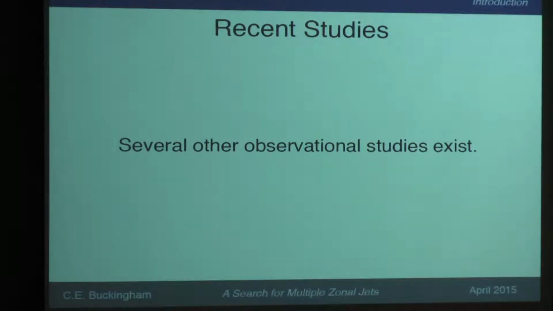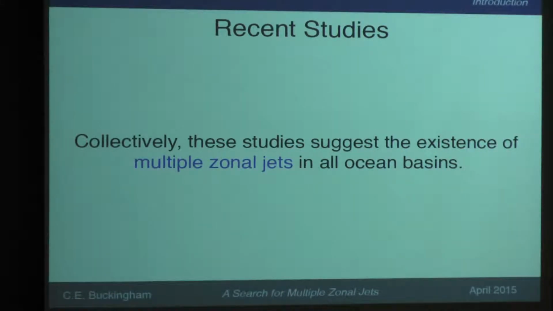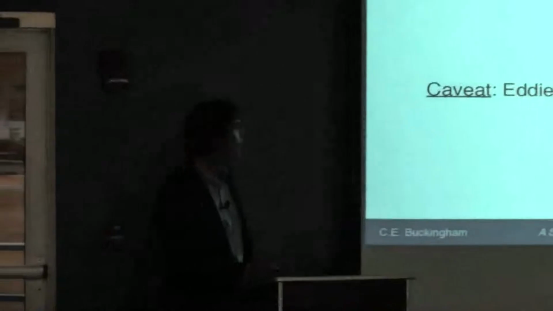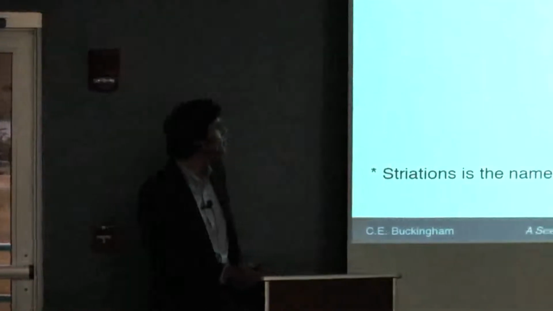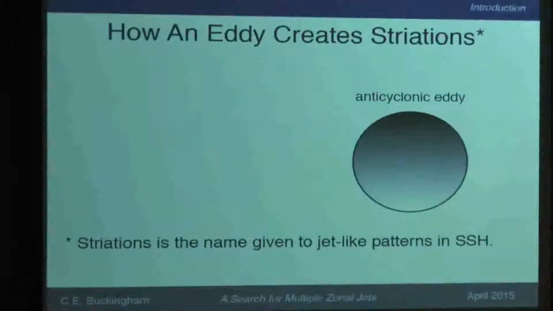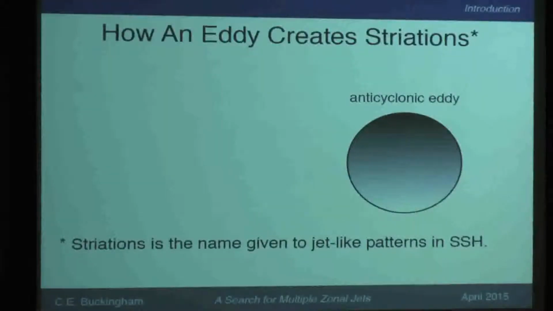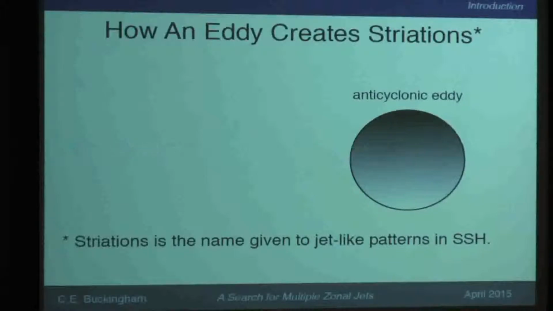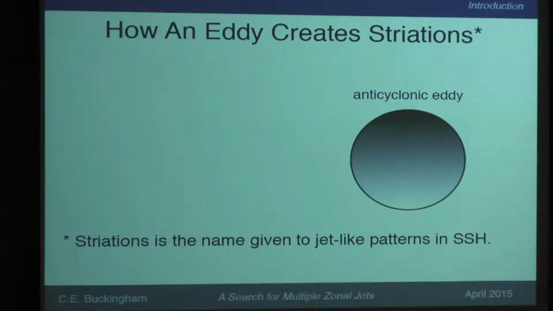Several other observational studies exist, and collectively these studies suggest that there are multiple zonal jets in all ocean basins. The caveat with this, however, is that eddies can create jet-like patterns. How does that happen, you might ask? How does an eddy create striations? Striations is the term given to jet-like patterns in sea surface height. I did not coin that. It dates back to Maximenko, but I think someone else referred to it before he did. I just can't remember who. In fact, there was an experimental study in 2002 in which they used it, an experimental study in lab flow.